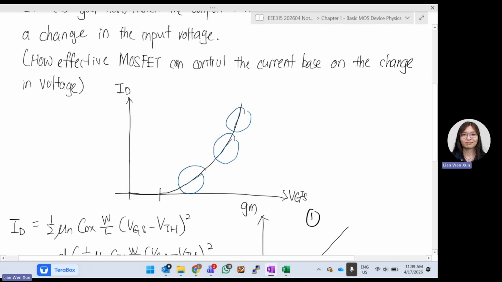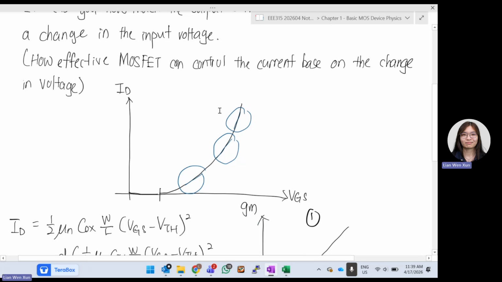So basically, let's say we have VGS over here, and then we have ID over here. Okay, so let's say after the threshold voltage, the graph goes like that, goes up. So at the first circle over here at the bottom, compared to the top circle over here, which one is actually a better one?